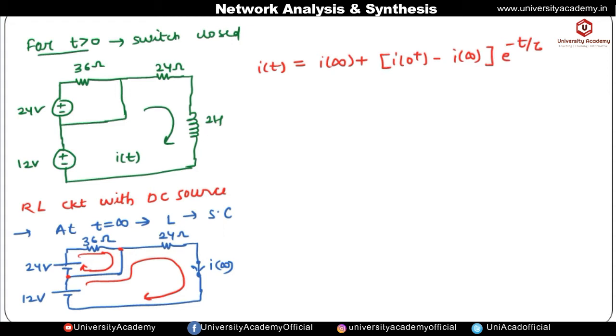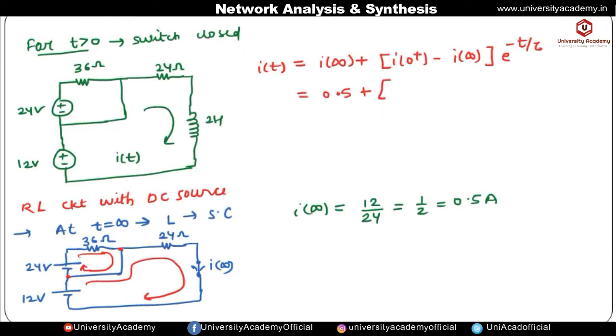Now let us apply KVL in this loop, and we can easily find the value of I of infinity. I of infinity, that is the current flowing through the inductor under the steady state, will be given by 12 by 24, that is 1 by 2 ampere. That is, 0.5 ampere is the current flowing through the inductor under steady state. We already calculated I of 0 positive, and it was 0.6 ampere.